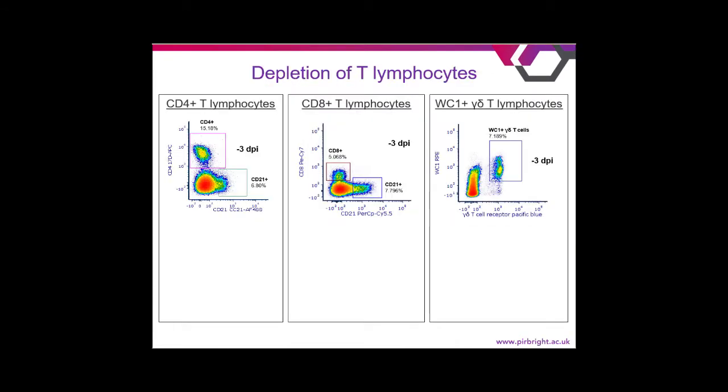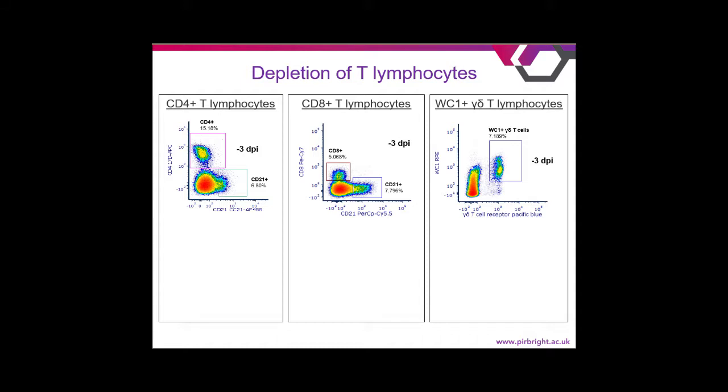So in order to monitor the depletion of different T cells, I use flow cytometry and basically label the sheep blood at various time points throughout the course of the infection for different immune cell markers. So you can see on the left, on the y-axis are the CD4 positive cells, and there's about 15% in that particular sheep before infection and depletion.